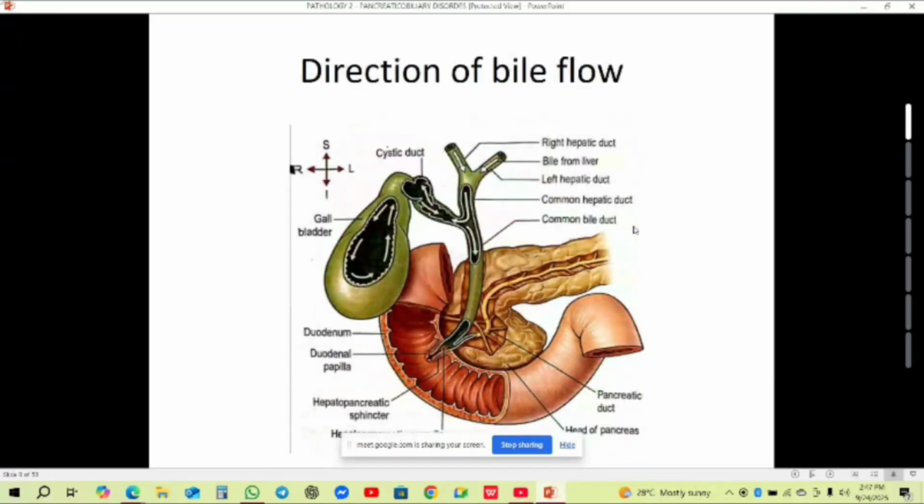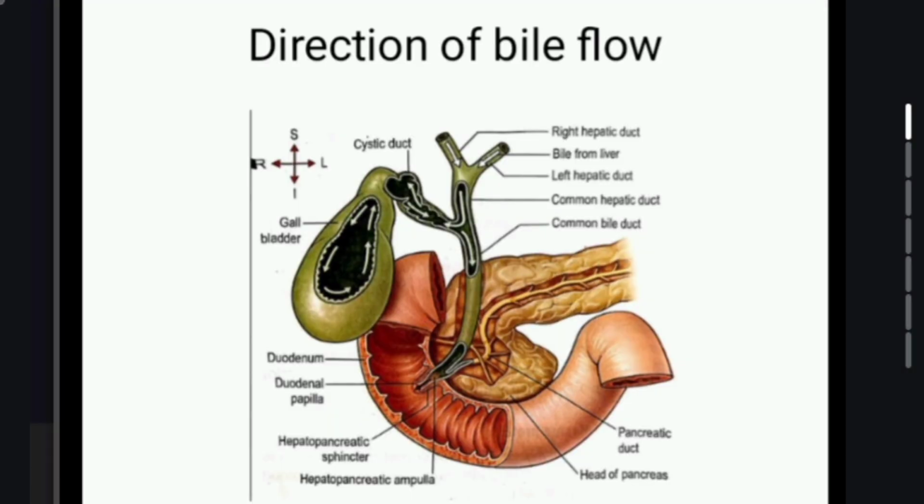Direction of bile flow, which I'm sure we mentioned even before during anatomy. As I said, we have intrahepatic bile ducts, that is the ducts within the liver substance itself. But once they come out of the liver, we call them extrahepatic bile ducts. So in the extrahepatic bile ducts, we have the right hepatic duct and the left hepatic duct, with bile coming into the hepatic ducts. When they come together, they form the common hepatic duct.